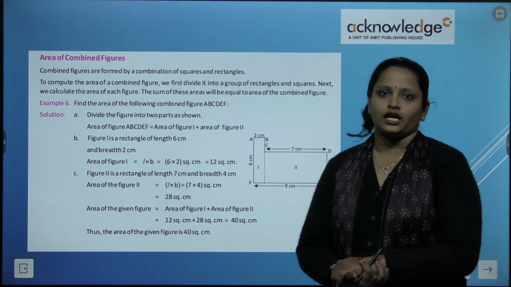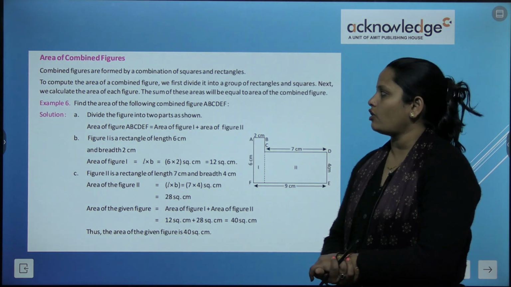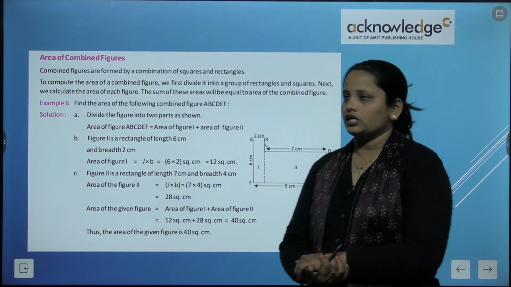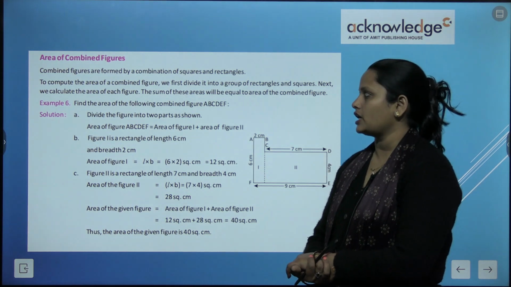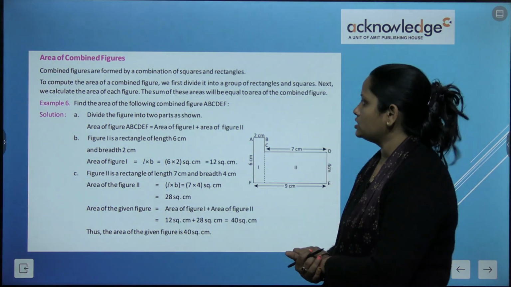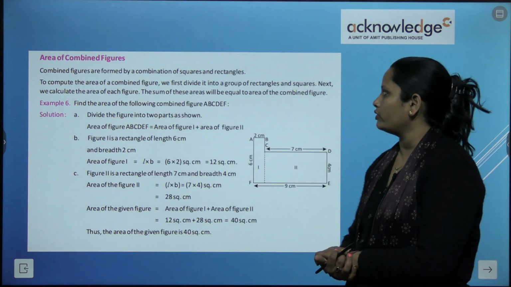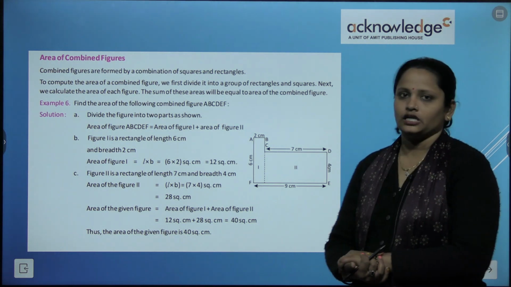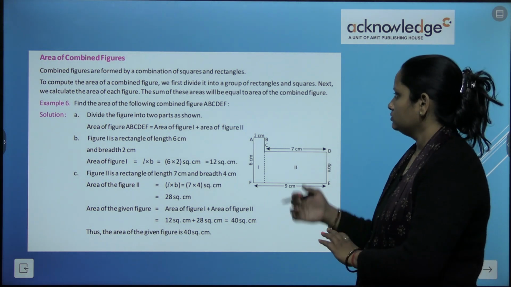तो इनका एरिया कैसे निकाला जाए? Combined figures are formed by the combination of squares or rectangles. स्क्वायर और रेक्टेंगल की मदद से ये फिगर्स बनाए जाते हैं. To compute the area of the combined figure, we first divide them into groups of rectangles and squares. हम इन्हें क्या करते हैं? पहले रेक्टेंगल और स्क्वायर के ग्रुप्स में डिवाइड कर देते हैं.